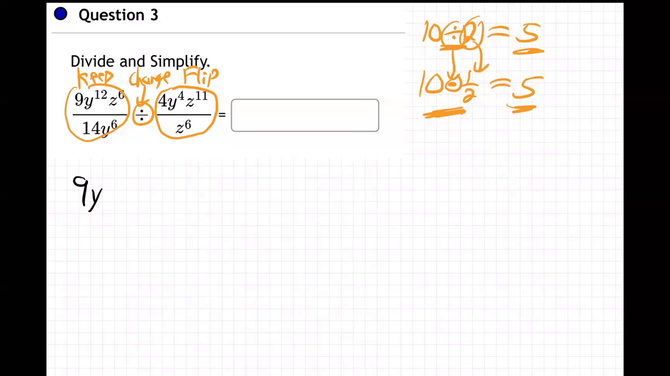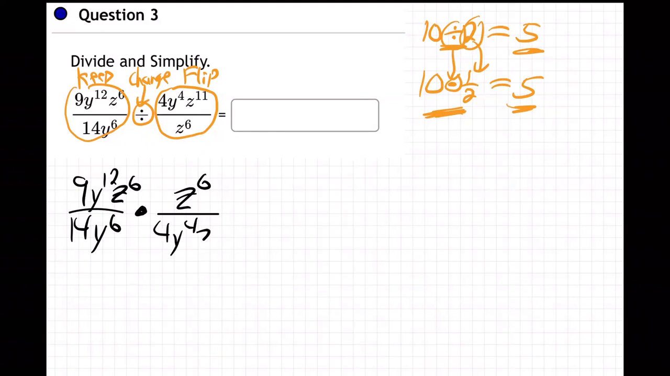So what do we have? 9y to the 12th, z to the 6th, divided by the second fraction. The first fraction, we keep the same. The symbol in the middle, we change to times. And then the second fraction, we flip. So the z to the 6th goes on the top, and the 4y to the 4th, z to the 11th on the bottom. All right, we good?